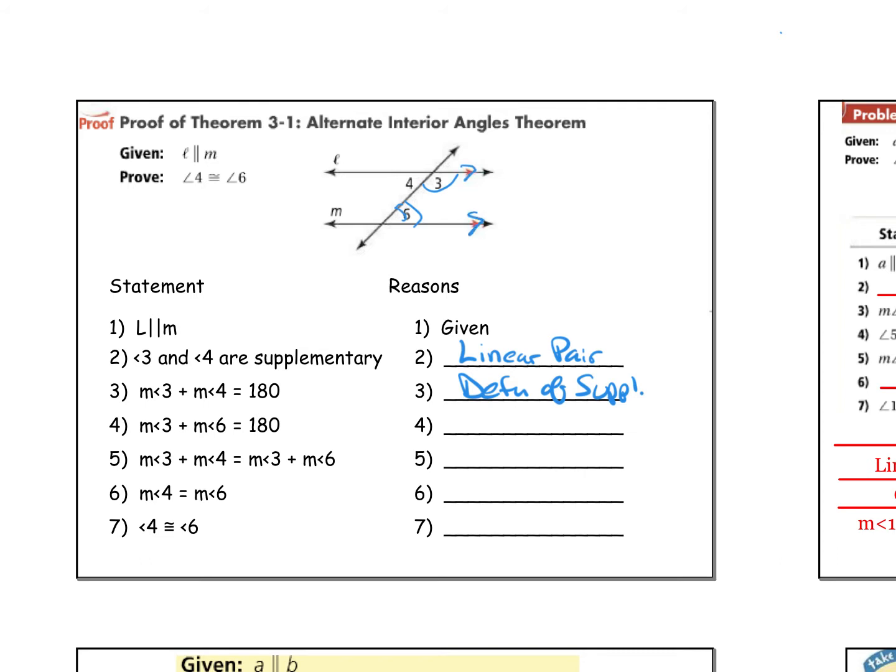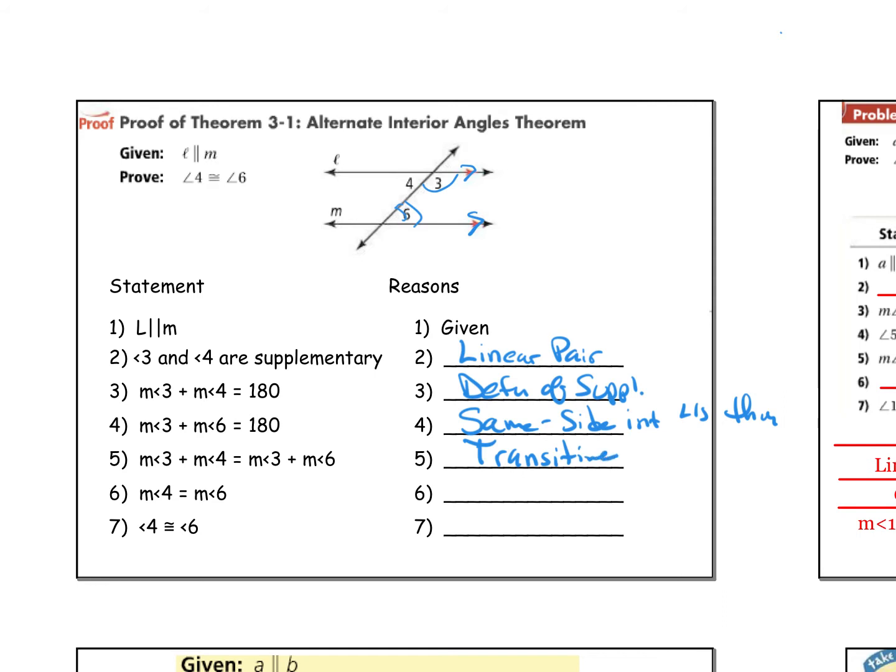And since lines are parallel, same side interior angles are supplementary. So this is the same side interior angles theorem. THM is theorem. What allows us to say 3 and 4 add up to be 3 and 6? So it is transitive. It's that connection between the two. You could argue substitution, but we're going to put transitive here.